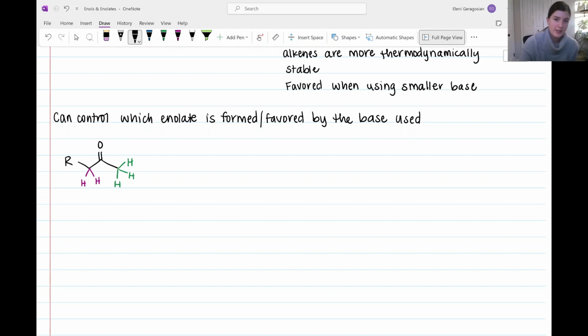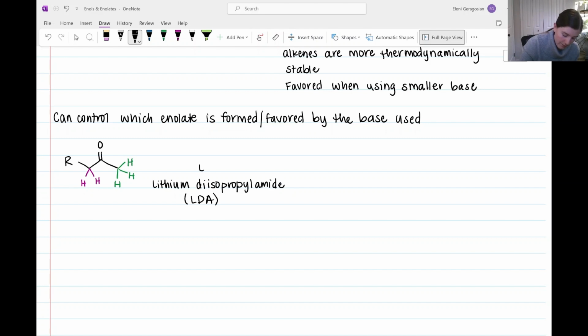Now, one common bulky base that's used is lithium diisopropyl amide. This is abbreviated as LDA. So this is a useful base to remember, both the abbreviation and the structure of this base. So let's draw out the structure. We have lithium diisopropyl amide.